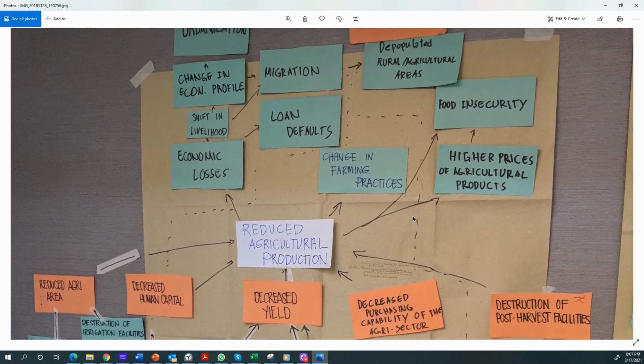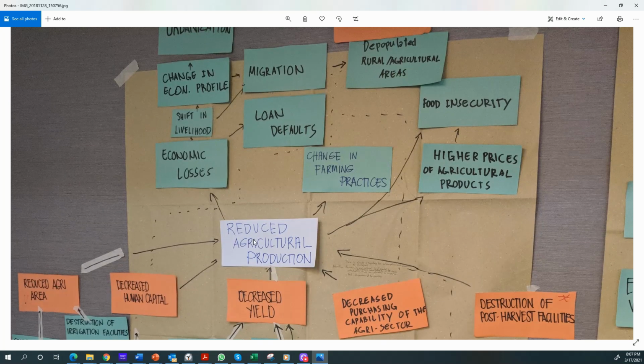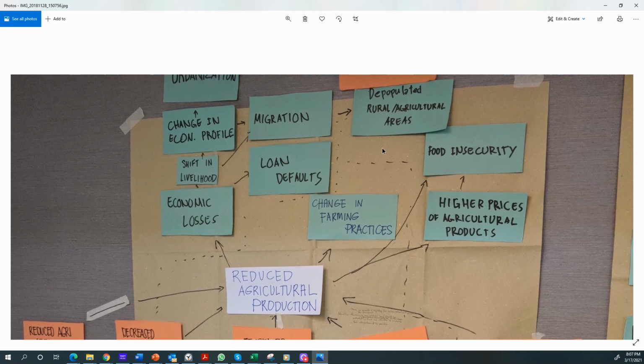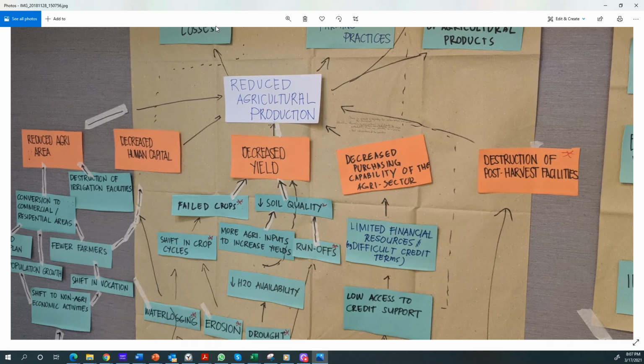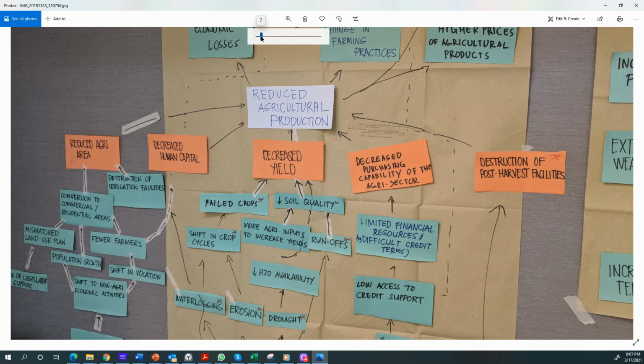Now let's go up to the effects. Reduced agricultural production leads to economic losses, leads to change in farming practices, leads to higher prices of agricultural products. That makes sense. That's just simple supply and demand. Higher prices of agricultural products leads to food insecurity, especially for the most vulnerable, for the poorest of the poor, and so forth. So here we have a pretty good example of a problem tree that was worked out.